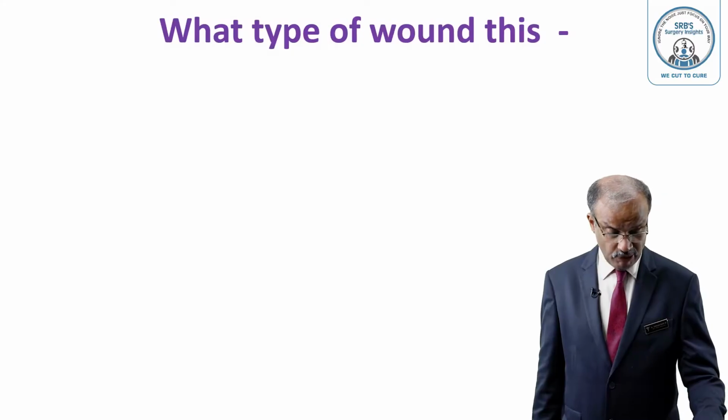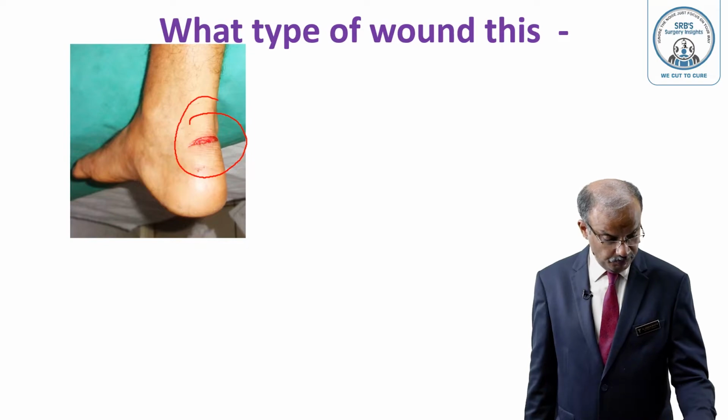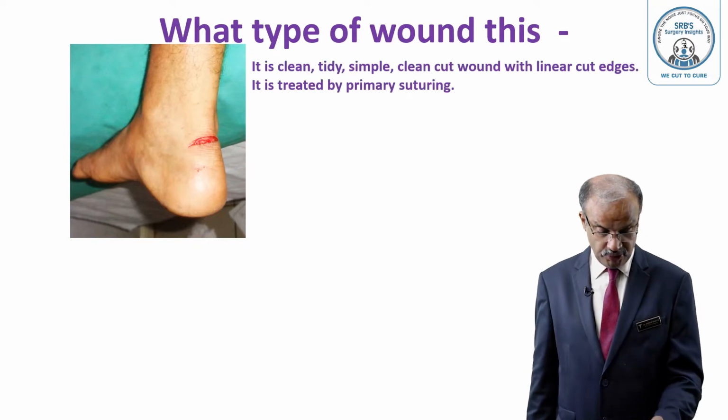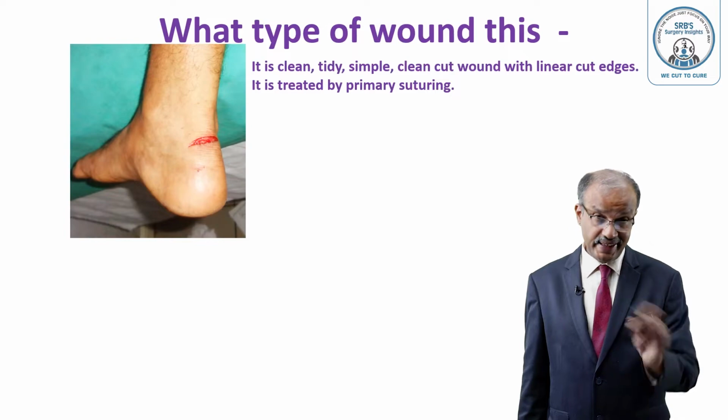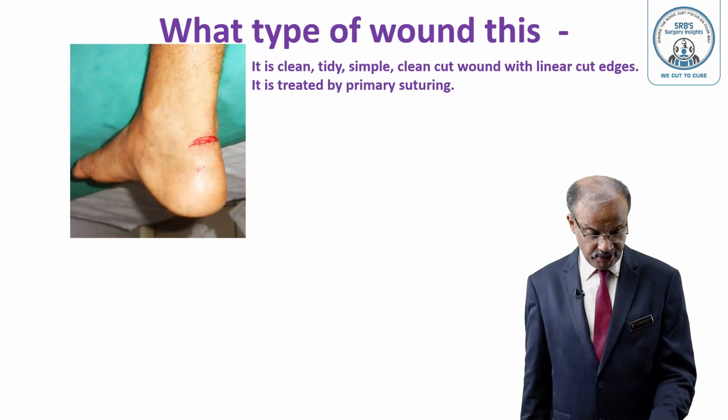We'll have a discussion about a clinical case, rather trauma. Let's see what type of wound it is. See that in the lower part of the leg, just above the heel, near the Achilles tendon. It's a typical incised wound. It's a clean, tidy wound. Simple, clean cut wound with linear cut edges. It is an incised wound actually.